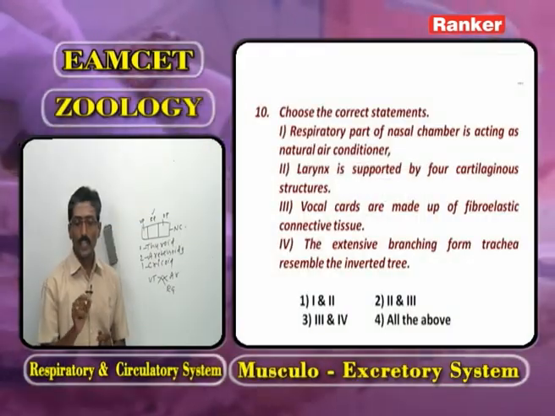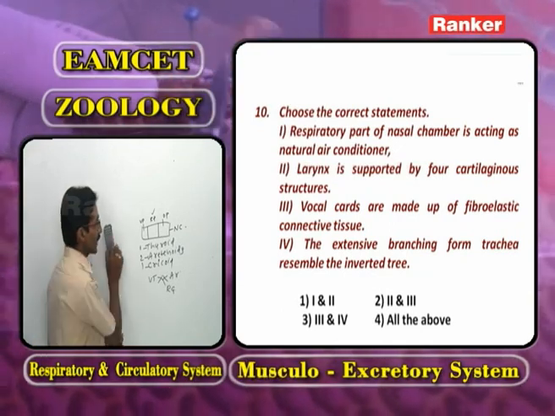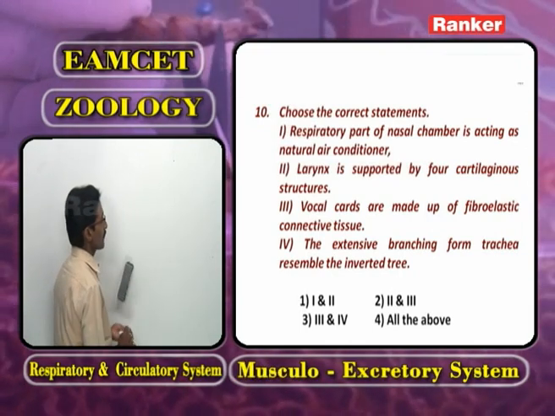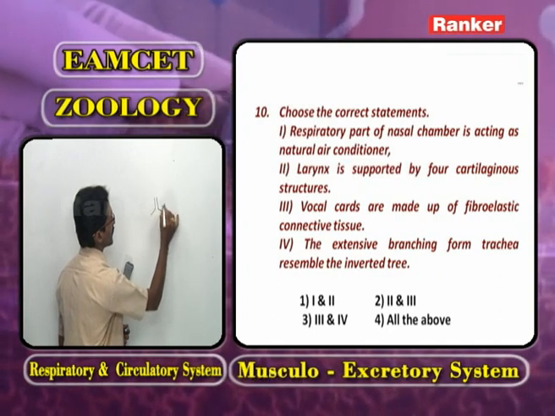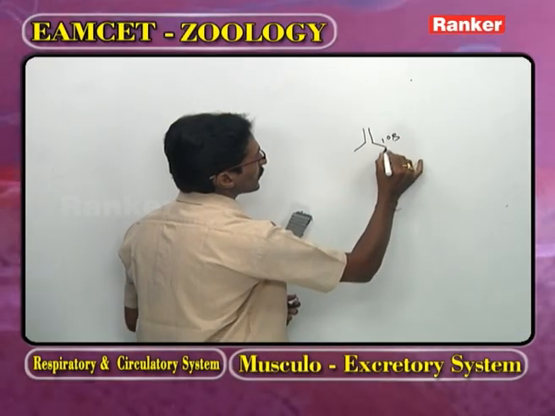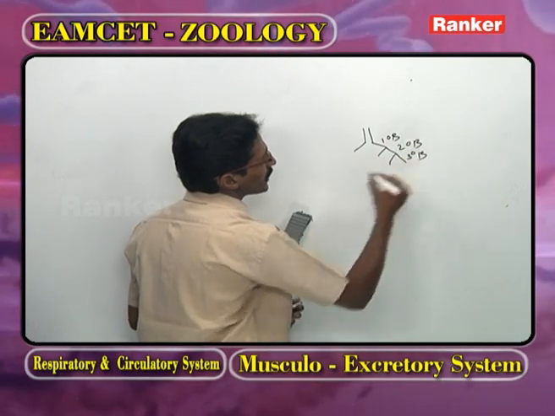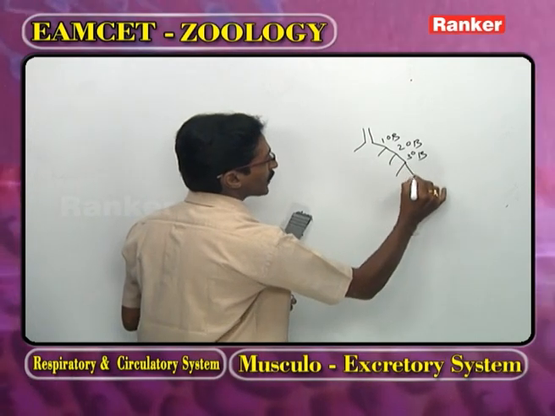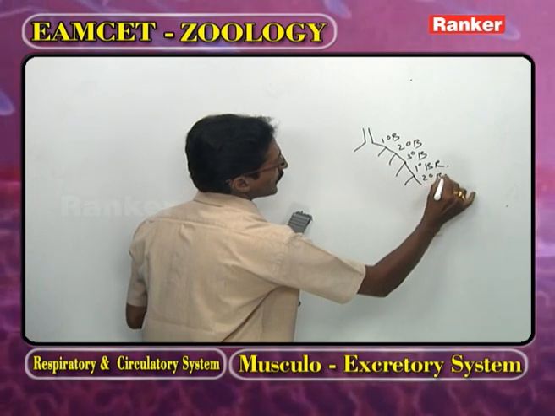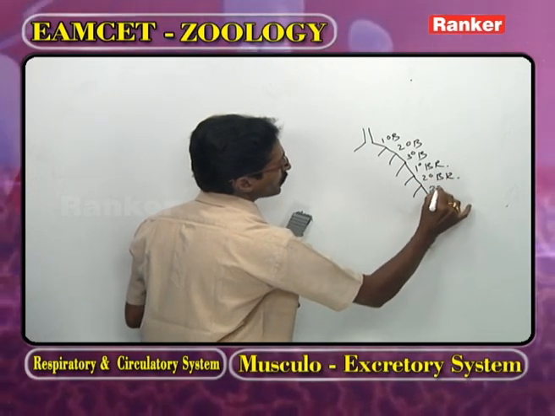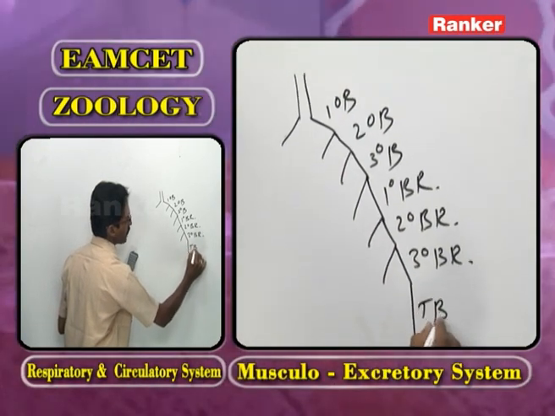The fourth one, extensive branching from trachea resembles inverted tree. Now this part we call it as the trachea. Trachea divides into primary bronchi. They divide into secondary bronchi. They divide into tertiary bronchi. Now they divide into primary bronchioles. They divide into secondary bronchioles. They divide into tertiary bronchioles. And they divide into terminal bronchioles.